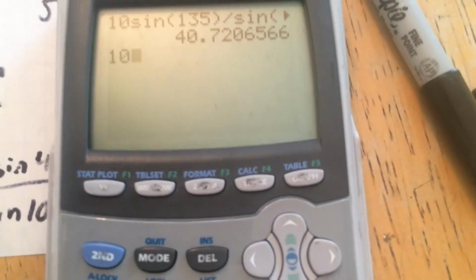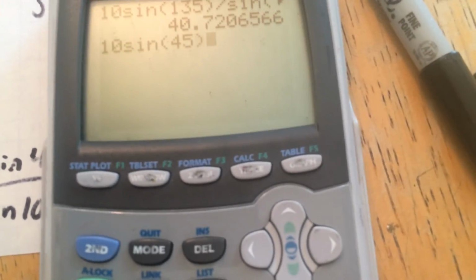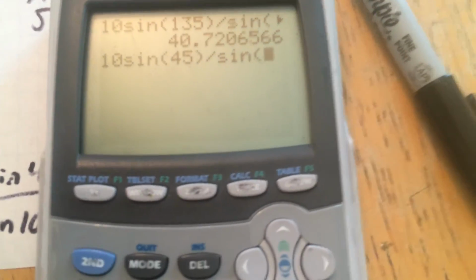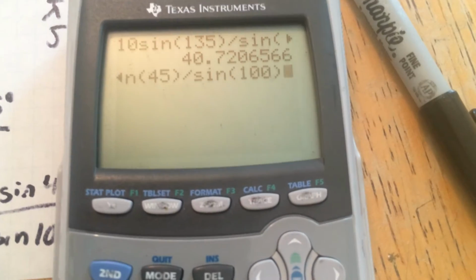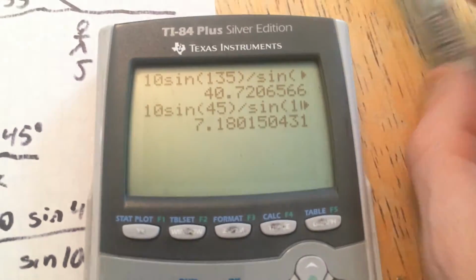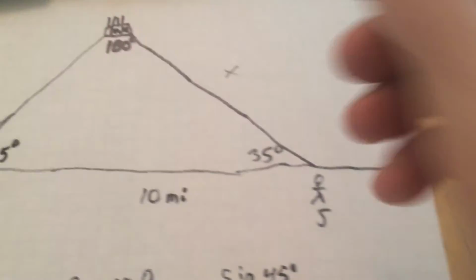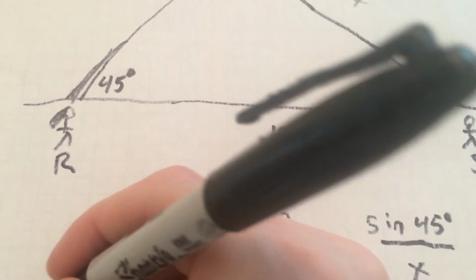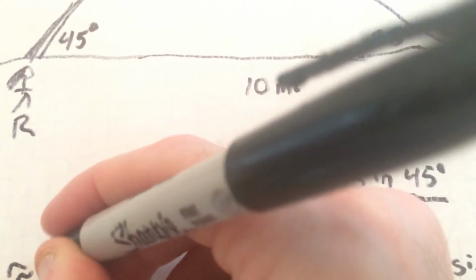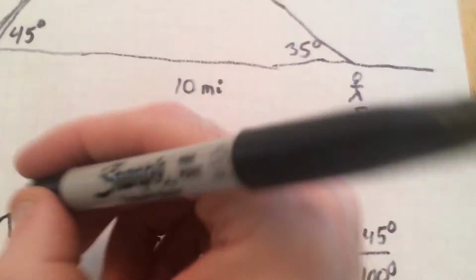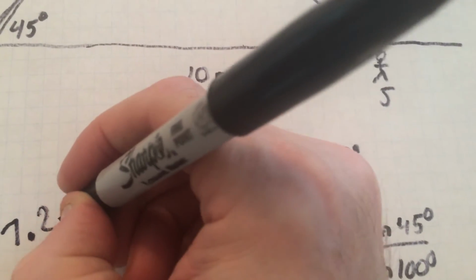10 sine 45 divided by sine of 100. And in this case, Juan would only be approximately 7.1, or rounding to one decimal place, about 7.2 miles from the ship.